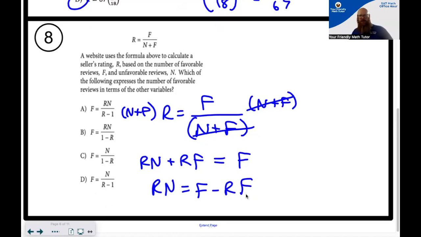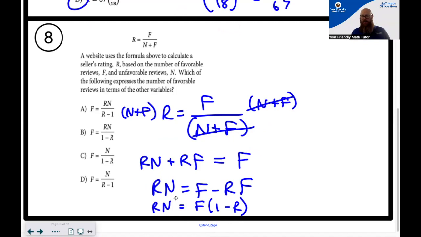The reason that I do that is since this side has only terms that have F's in it, I can then factor the F out. So Rn is equal to, if I take the F out, I get 1 minus R. And then again, I'm going to stop there and say, okay, to get F by itself, I need to divide by 1 minus R.